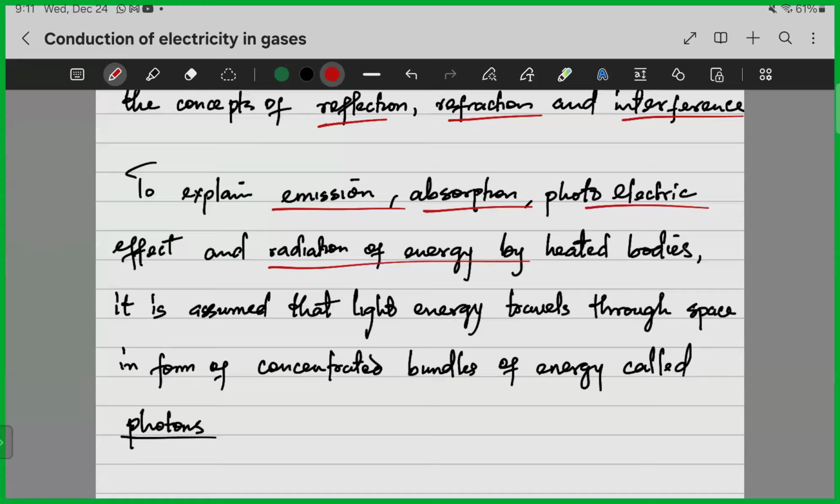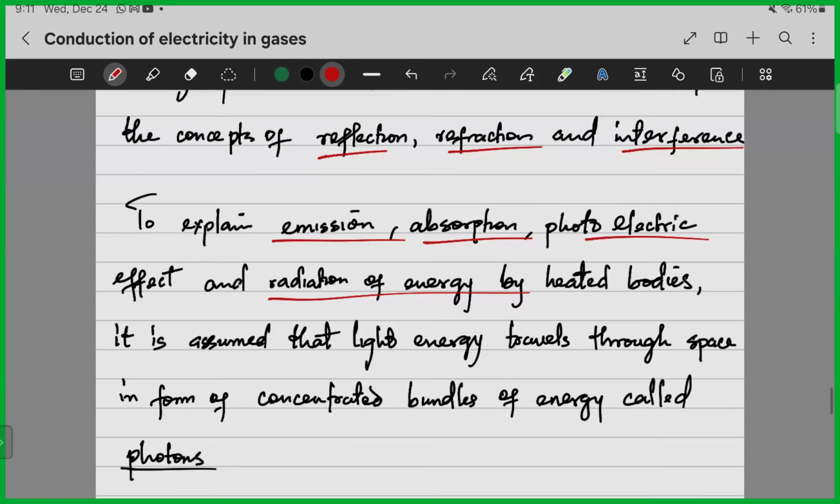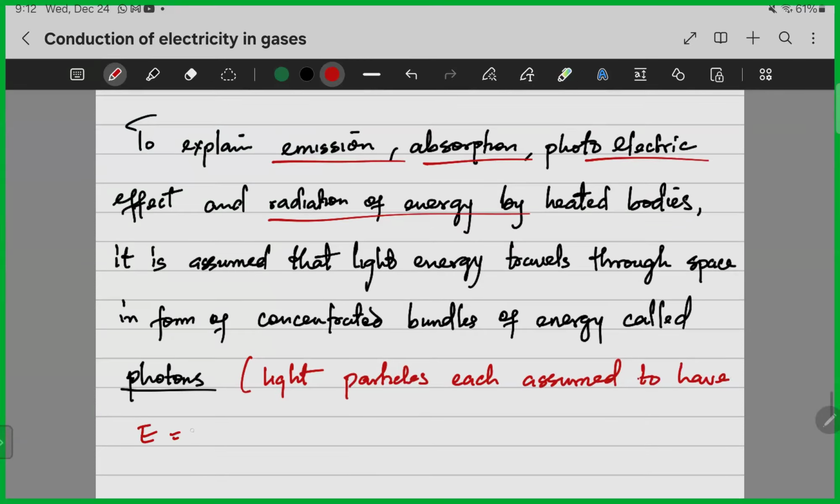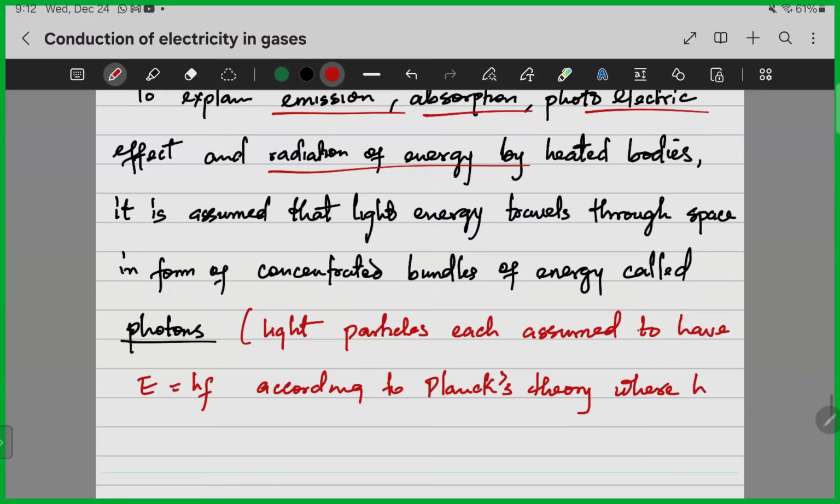In this case, emission, photoelectric effect, and radiation are explained by the particle. That's photons, which are light particles. Are you following me? Each is assumed to have energy hf, according to Planck's theory, where h is Planck's constant.